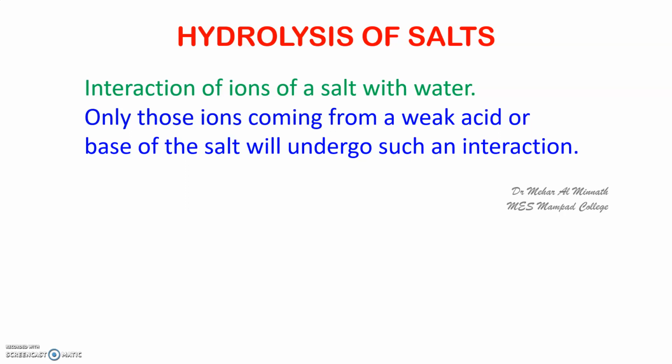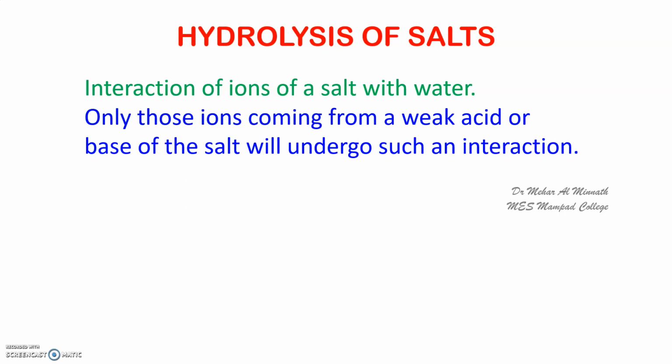What does that mean? Say, for example, you have ammonium chloride. Ammonium chloride is a salt. Ammonium chloride comes from ammonium hydroxide and HCl. Here HCl is a strong acid and ammonium hydroxide is a weak base. So in ammonium chloride, ammonia comes from a weak base and chloride comes from a strong acid.